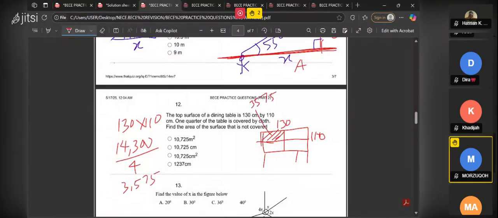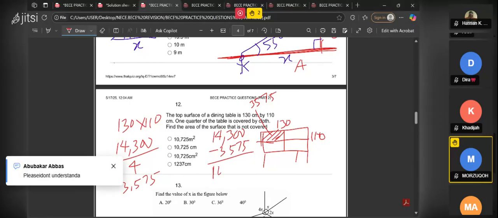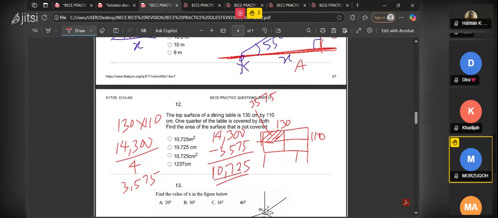How do we now get the area that is not covered? That means you are going to say 14,300 minus 3,575. So 14,300 minus 3,575 gives us 10,725. That is option B. I hope this is clear.